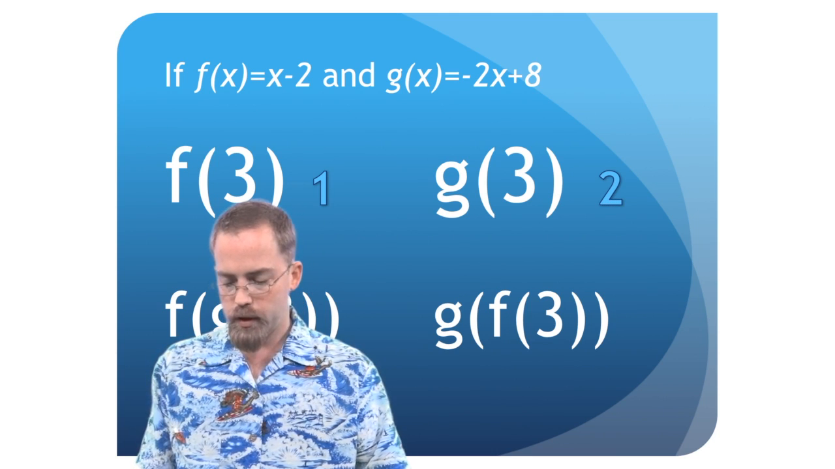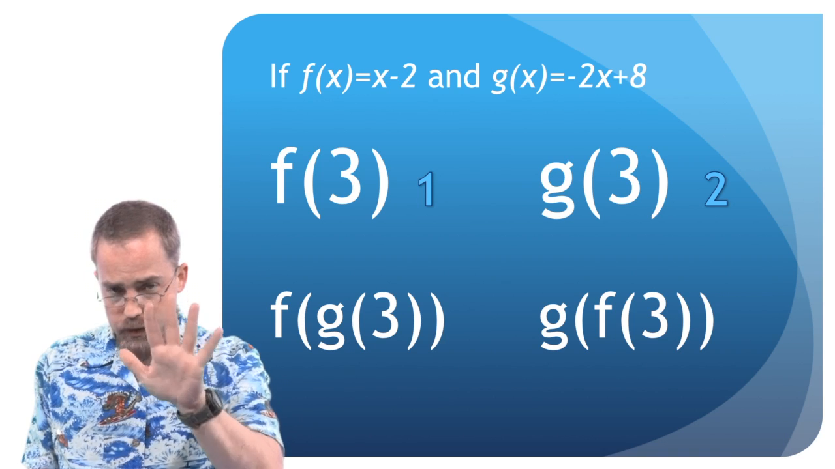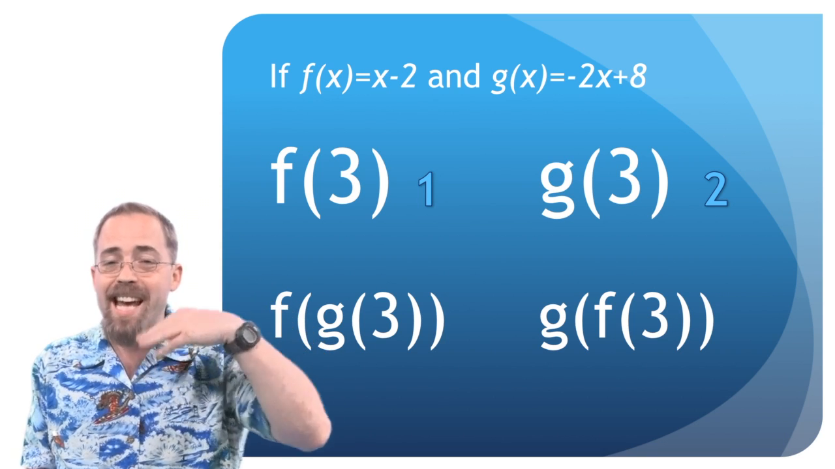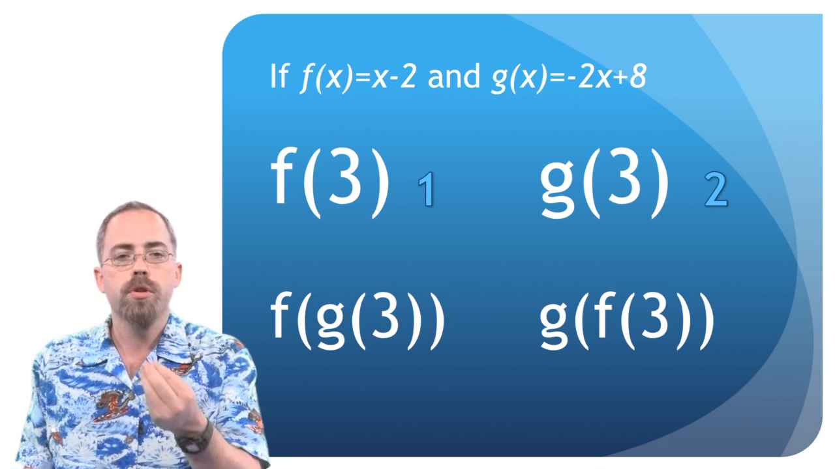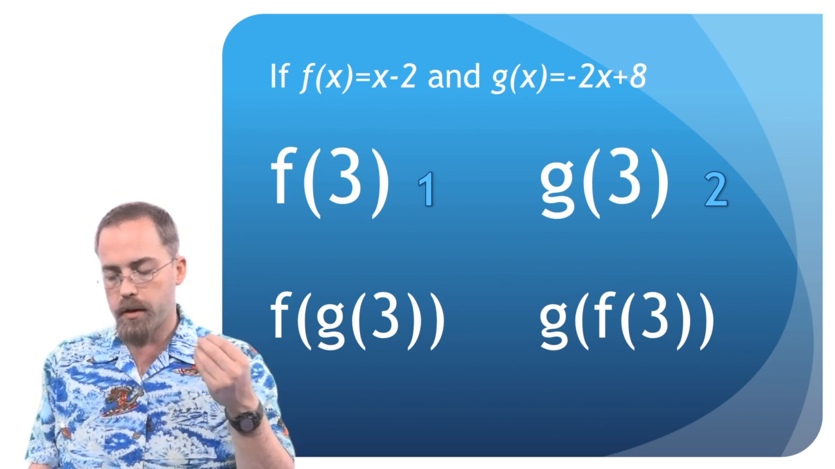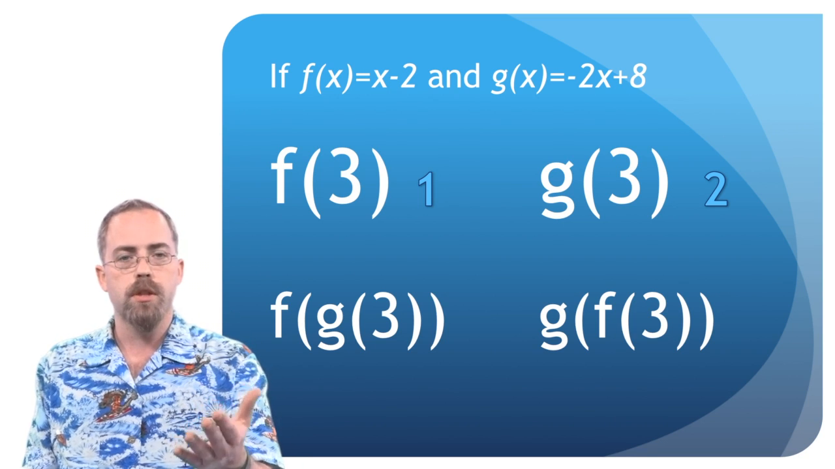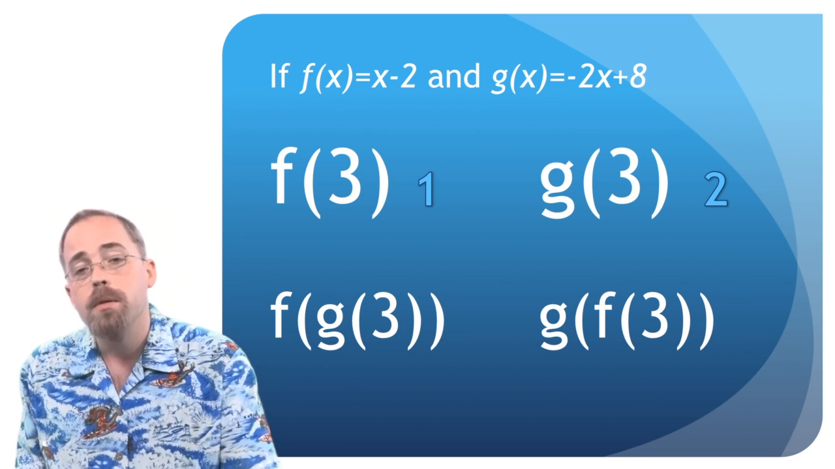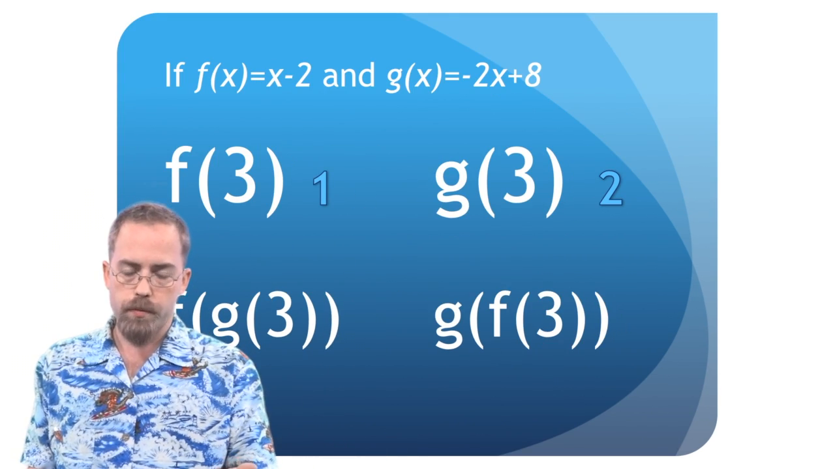Simple operations. And the reason that you have to start with the simple is because when we nest functions, when we put them in composition, there's a simple order you can go through. f of g of 3 means that you find g of 3, which we just did, as 2, and then that becomes the input on f. And 2 minus 2 is 0.